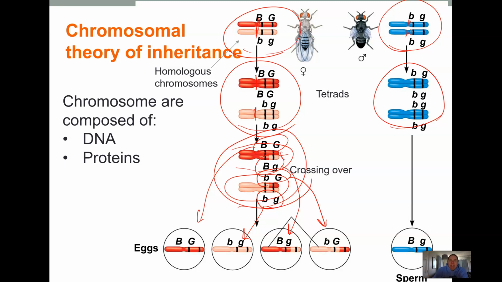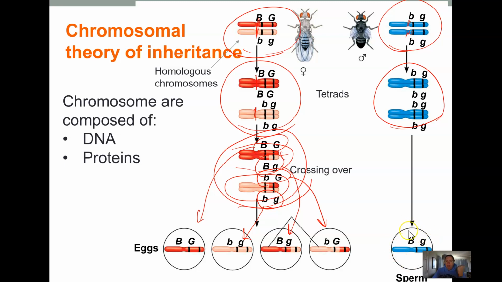So again, because of independent assortment and crossing over, we're going to get 4 different kinds of gametes that the female parent can produce, whereas because the father is homozygous recessive, he can only produce one combination.